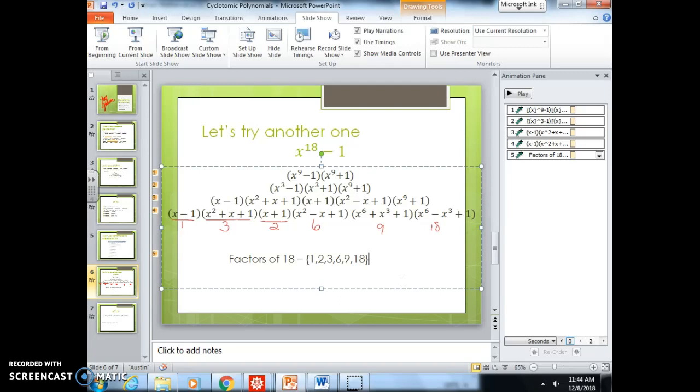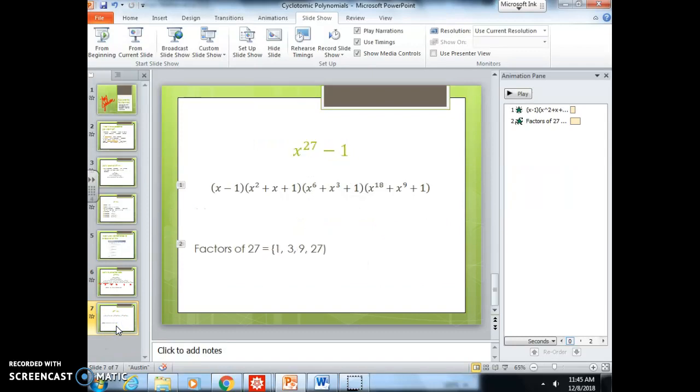So I think it's interesting that all those cyclotomic polynomials are going to be the factors of the original polynomial, or the degree of the original polynomial. So then I thought, okay, well, what if I choose one that isn't even? If I go with one that is odd in degree, I factored x to the 27th minus 1 on down. That goes and factors down to x minus 1, x squared plus 1, x to the 6th. And then my factors of 27 are 1, 3, 9, and 27.